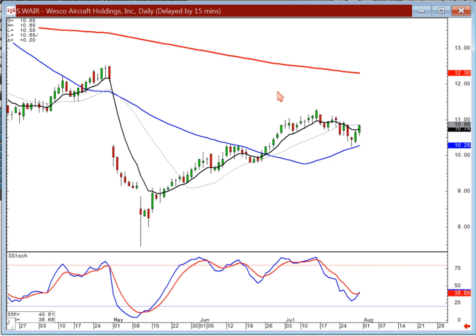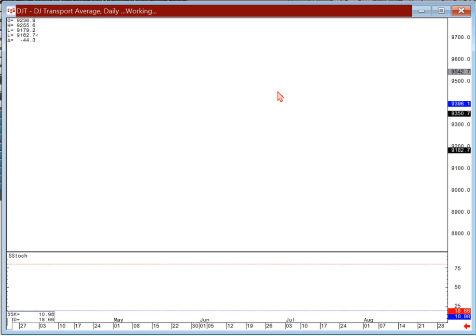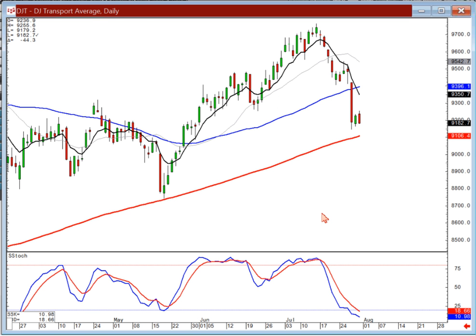Oh, on here, whoops. DJT is the transportation index. And I would suspect getting in the oversold area, you're getting that close to the 200, they're going to test the 200. So dumpling top, not so predictable anymore.